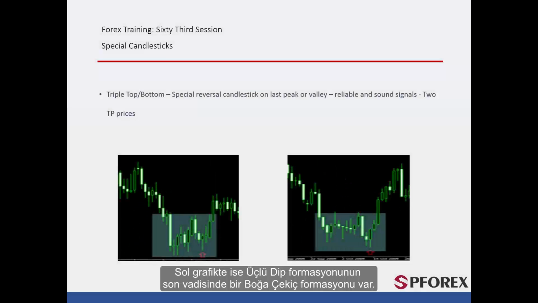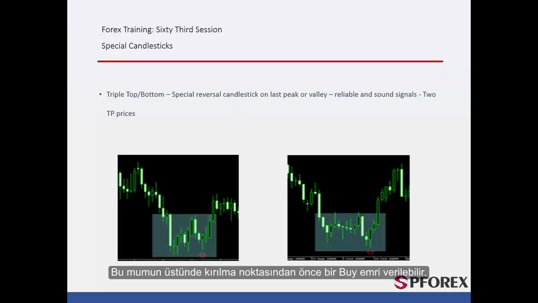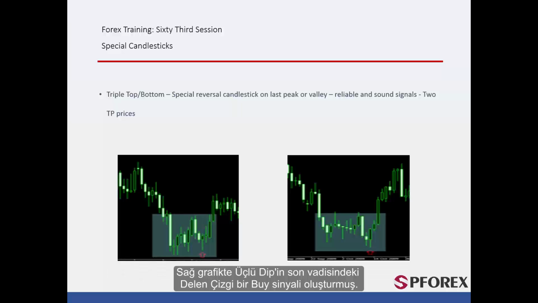On the left graph, a bullish hammer has formed on the last valley of a triple bottom pattern. A buy order could be placed over the given candle, sooner than the breakout point. On the right graph, a piercing line candle on the last valley of the triple bottom has generated a buy signal.